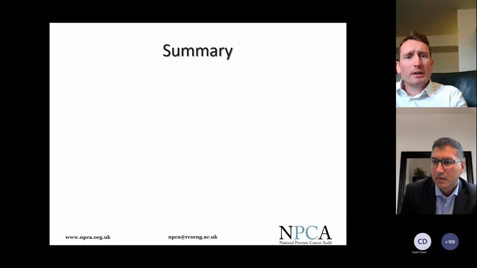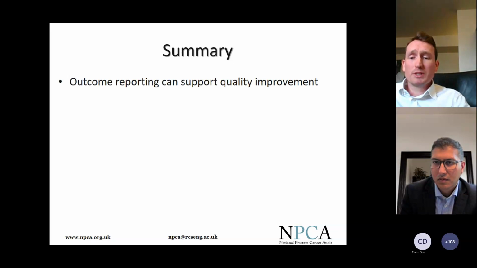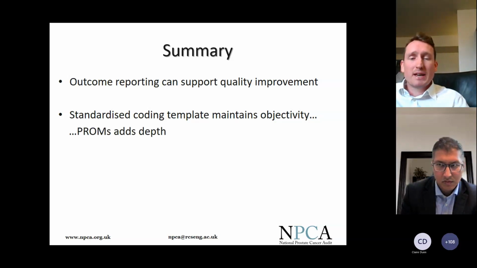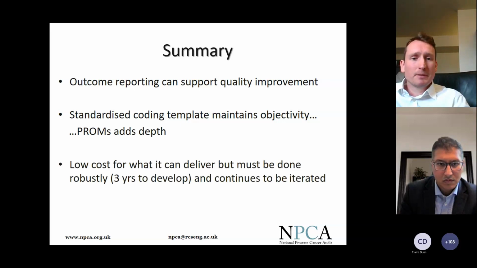In the summary, outcome reporting can support quality improvement. The standardized coding template allows it to maintain objectivity, and the PROMs add further depth to that. It can be done at low cost, and this is good for what it can deliver, which is quite substantial, but it must be done robustly, and this does take many years to develop good, robust indicators. And this continues to be iterated as we get feedback from trusts.